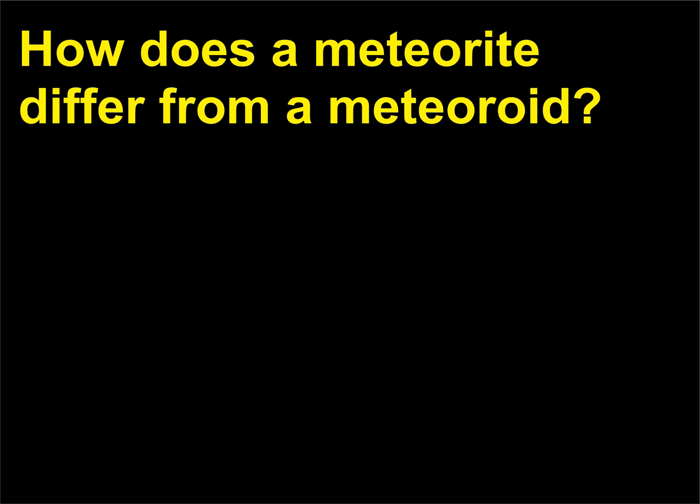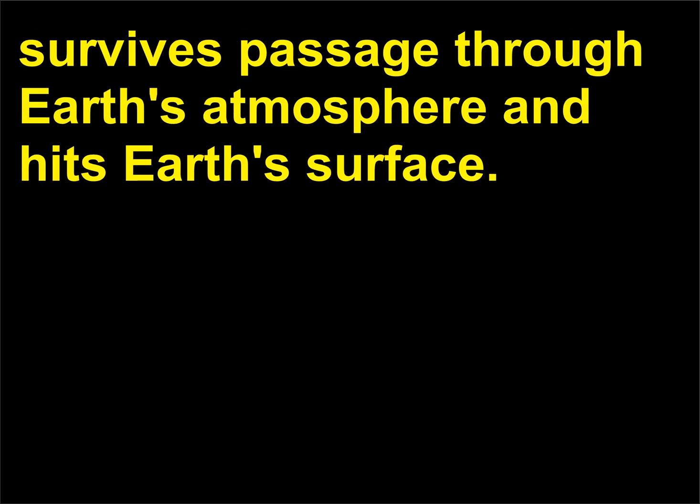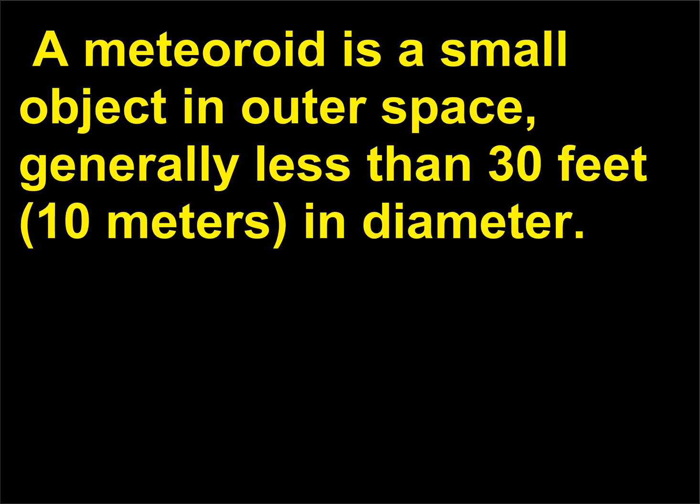How does a meteorite differ from a meteoroid? A meteorite is a natural object of extraterrestrial origin that survives passage through Earth's atmosphere and hits Earth's surface. A meteorite is often confused with a meteoroid or a meteor. A meteoroid is a small object in outer space, generally less than 30 feet, 10 meters, in diameter.